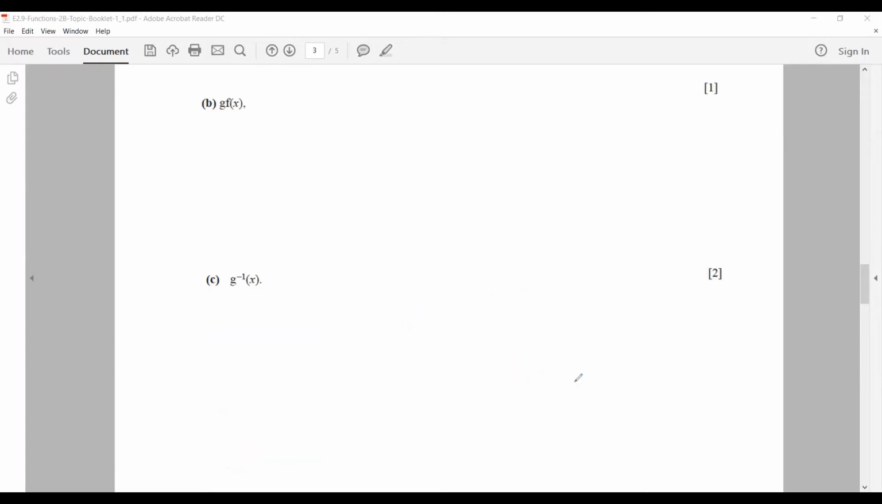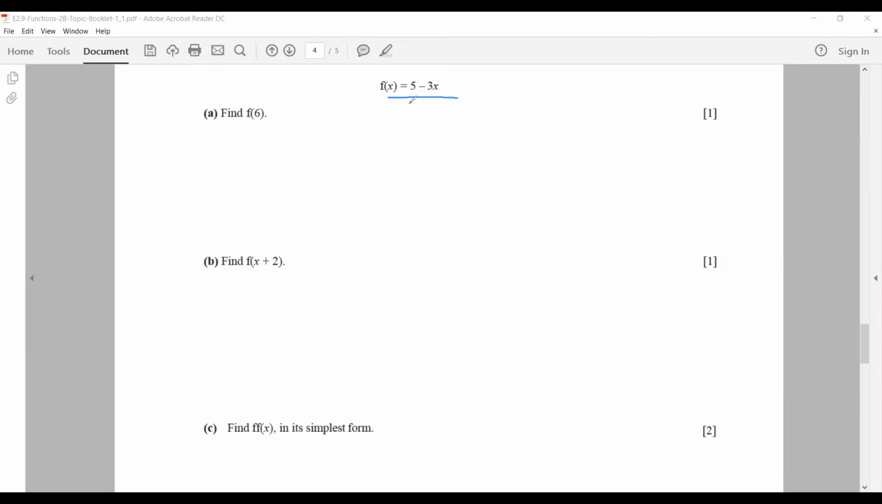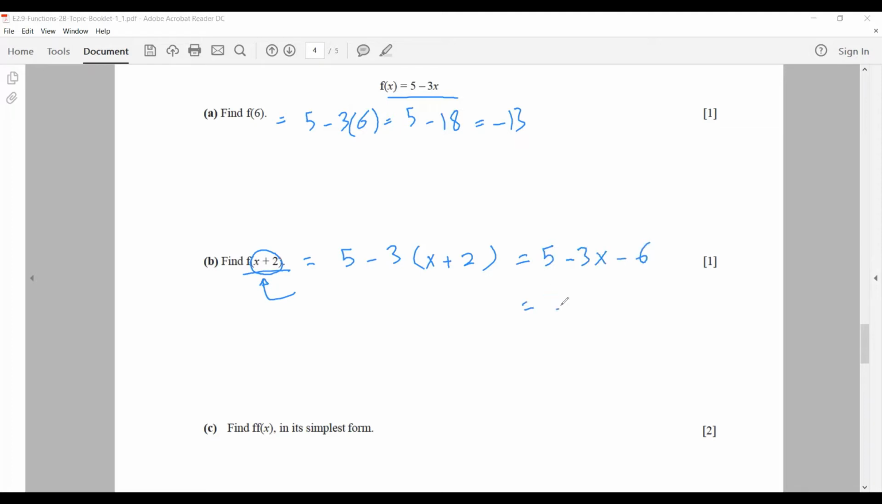Okay, so let's move on to another question. A function is defined as f of x equals 5 minus 3x. So f of 6 is equal to 5 minus 3 times 6, right? And that would be 5 minus 18, which equals negative 13. And now the input is an expression, that is x plus 2. Well, it's all right. Wherever you have x, you replace it with x plus 2, or basically with whatever comes inside this bracket, right? And if you expand it, you get 5 minus 3x minus 6. The final answer is negative 3x minus 1, right? It carries only 1 mark.